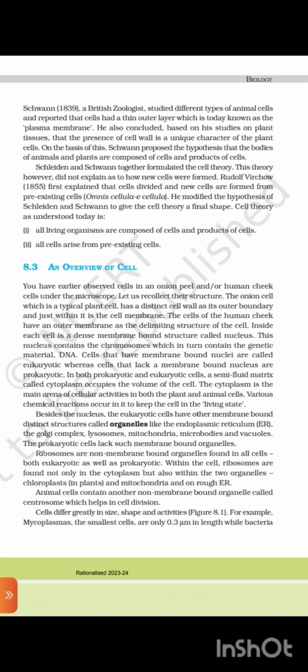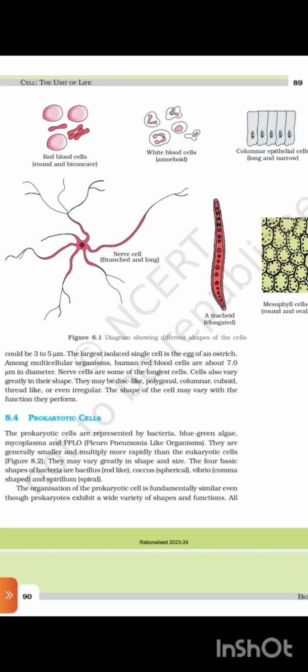Cells differ greatly in size, shape, and activities. Figure 8.1. For example, mycoplasma, the smallest cell, is only 0.3 μm in length, while bacteria could be 3 to 5 μm. The largest isolated single cell is the egg of an ostrich. Among multicellular organisms, human red blood cells are about 7.0 μm in diameter. Nerve cells are some of the longest cells.